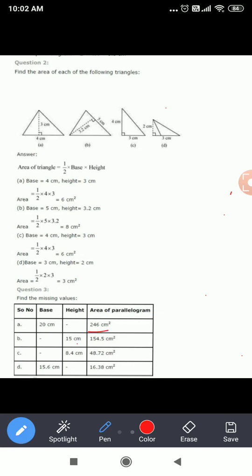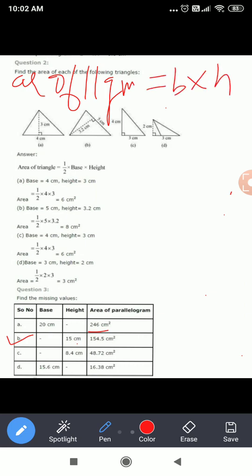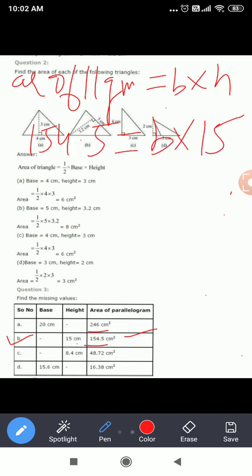See, here in this question, base we have to find. So area of parallelogram is equal to base into height. Area of parallelogram is given to us, 154.5. We will keep it here. That is equal to base, which we have to find, and height is given, that is 15. Now base we have to find.